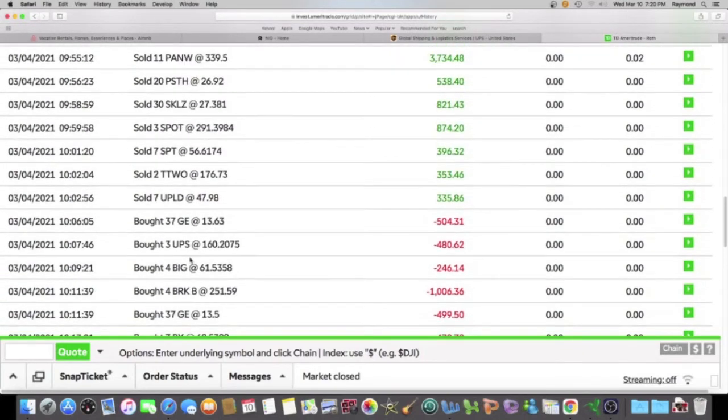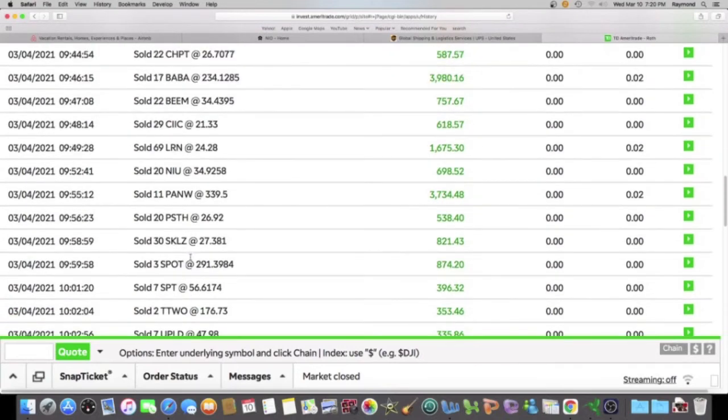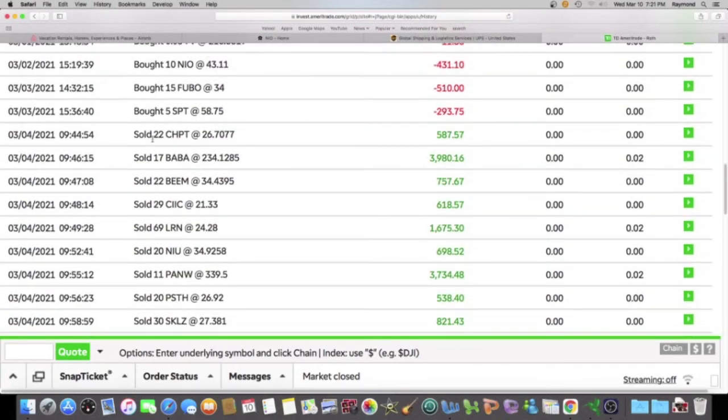So we're going to go back to the top, and we're going to try to fly through this. I sold some CHPT, and this is ChargePoint. The reason I sold ChargePoint is it was really dropping, dropping like crazy. And most tech stocks that I owned or own were really dropping. So I decided to sell because I didn't want my losses to be too big, or I had a profit and decided to take some profit, sell a stock, and take that money and buy a different stock.